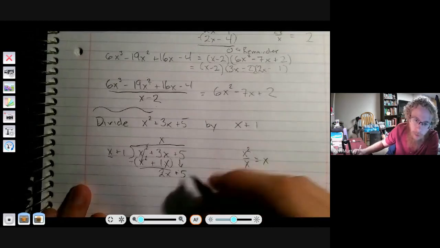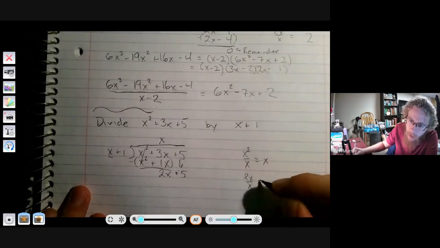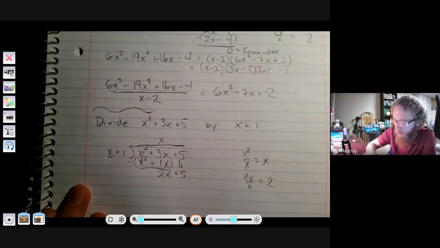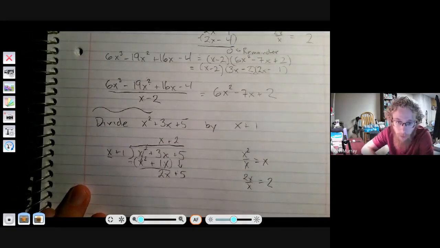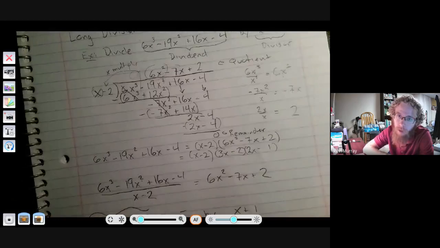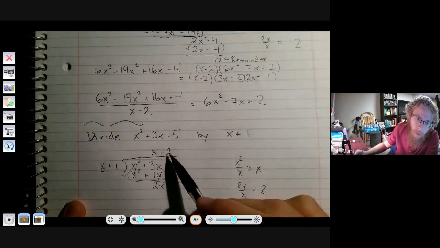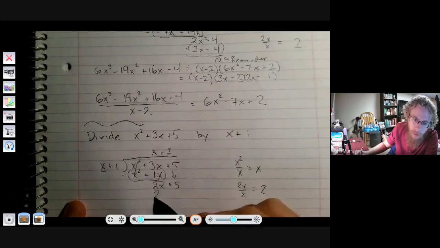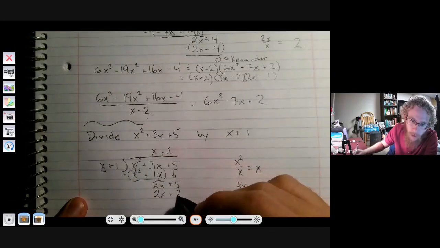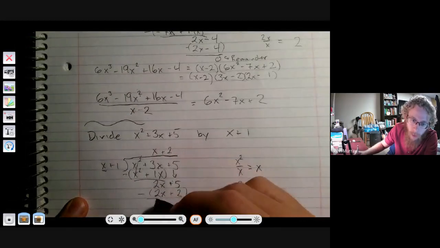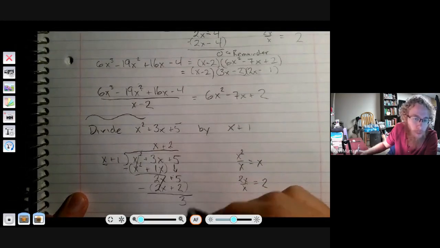Now again, we do the same thing. My leading term is 2x. I'm going to divide that by x. That leaves us with 2, and that's a positive 2. I'm going to put plus 2 up there in the quotient. Again, we distribute. 2 times x is 2x. 2 times 1 is 2. We subtract. Eliminated. 5 minus 2 is 3.